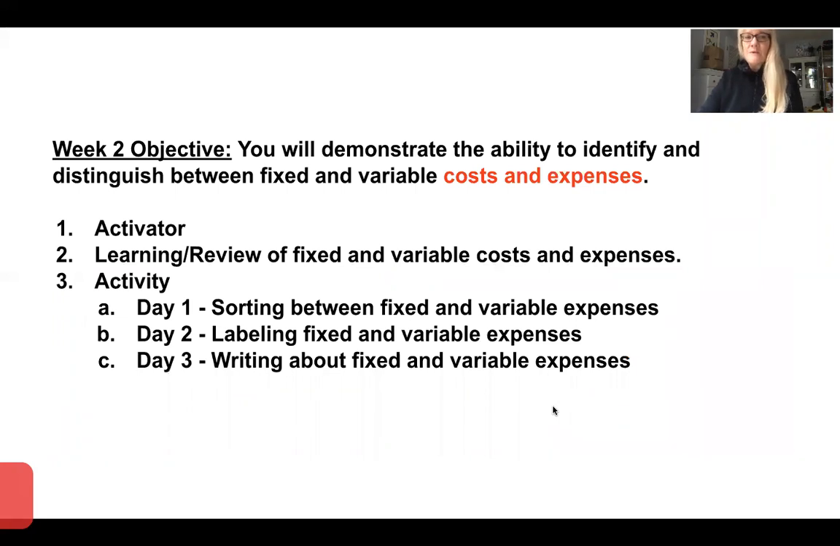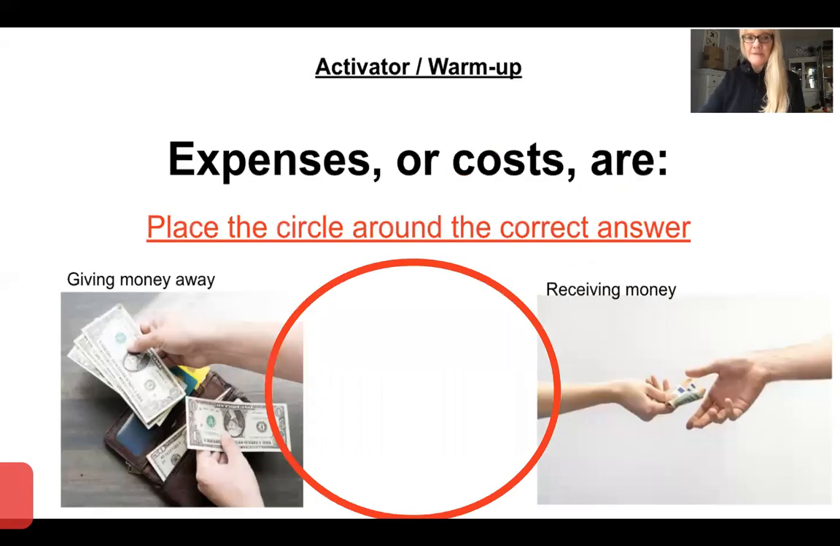This week, we're going to demonstrate the ability to identify and distinguish between fixed and variable costs and expenses. Costs and expenses is two different ways of saying money that you spend. So we're going to have a little activator. We're going to learn and review fixed and variable costs and expenses, and then I'll talk about the 3 activities for the week. Okay, so this looks a little bit like what we did last week.